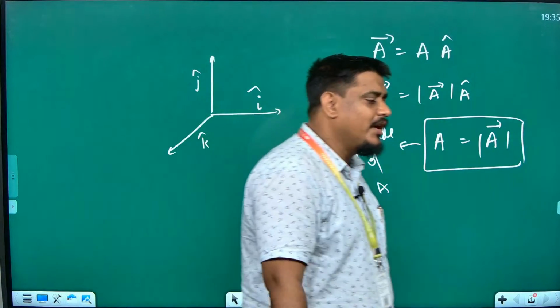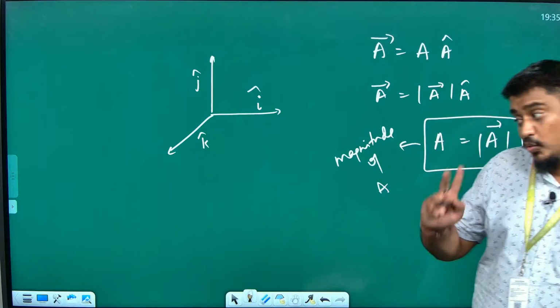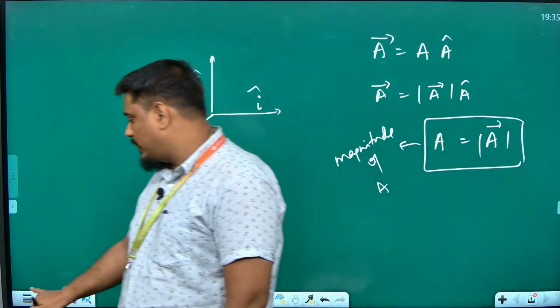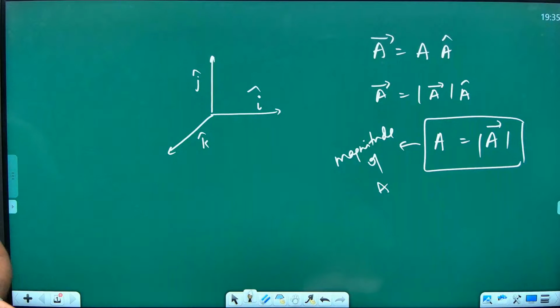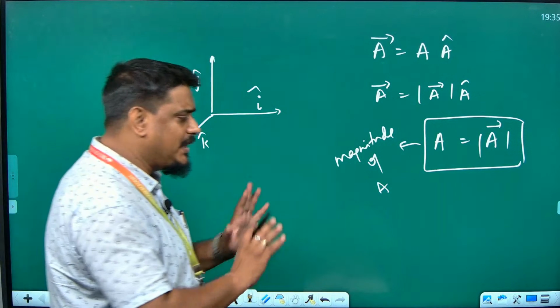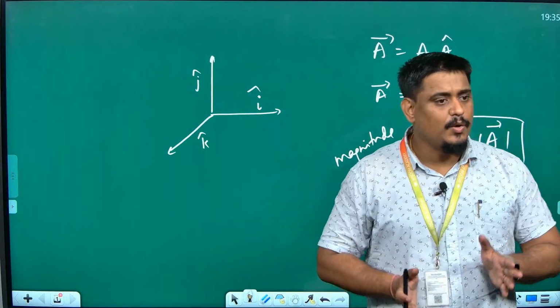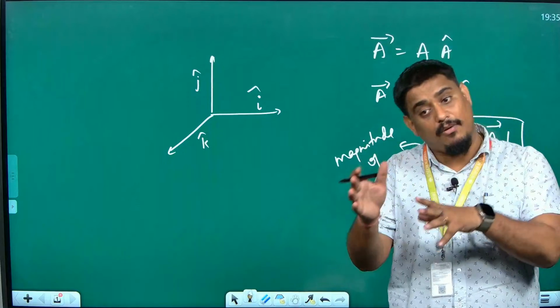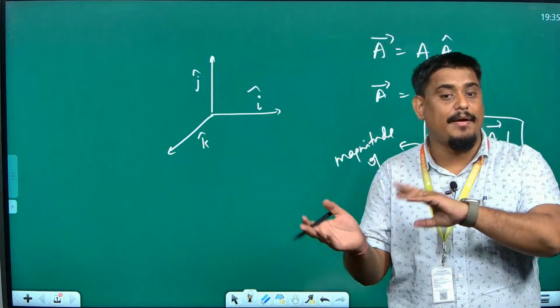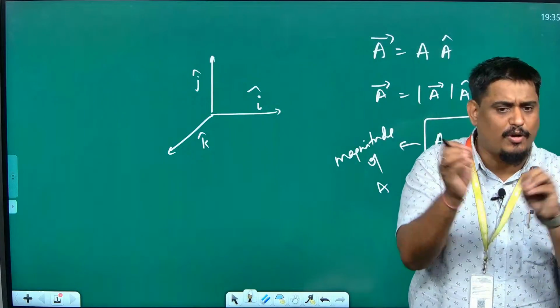Then I told you vectors are added by two different laws. One law is called the triangular law of vector addition, the second one is called the parallelogram law of vector addition. Basically both are the same, they are just extensions of each other, isn't it? We can extend the triangular law and make the parallelogram law, we can extend the parallelogram law and make the triangular law. They both are rearrangements of the vectors only.